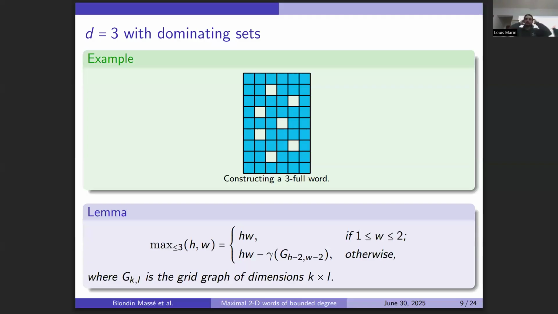So basically, what's the maximal area of a threefold word? If every cell is on the border, then there's no problem, you get the full area. Otherwise you get the full area minus the domination number of the grid graph that is the size of the interior of your word. And like I said, thankfully this problem was solved in 2011 by Gonçalves, Pinlou, Rao, and Thomassé.